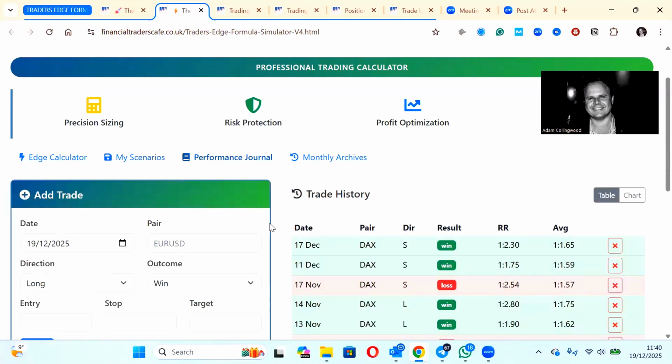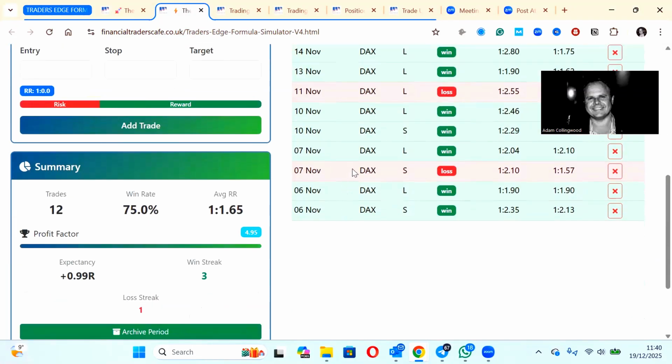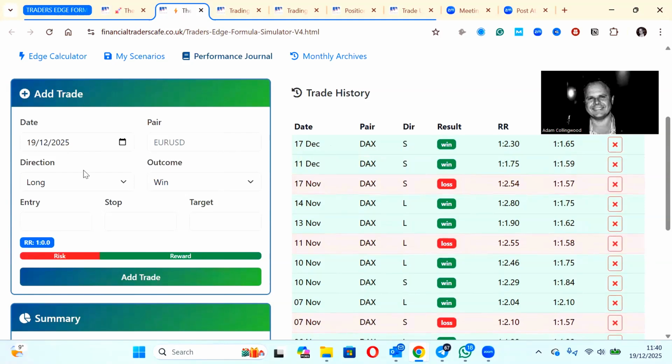Now, performance journal. This is where we can add all of your trades in here. So very simple to use. Say if you made a trade and you haven't added it in there, let's just say you were trading the DAX and you won on that trade.